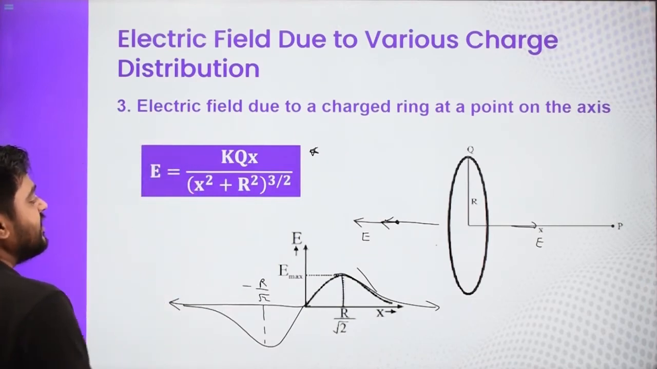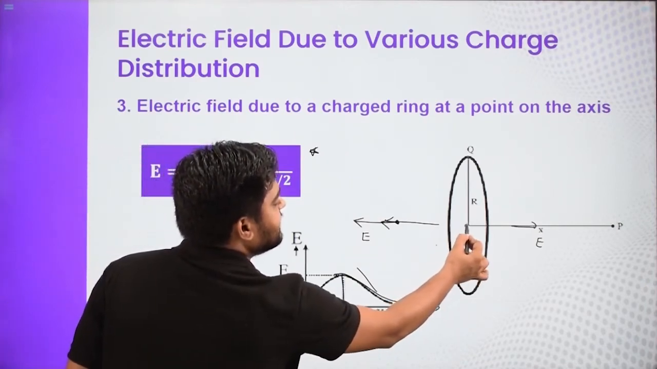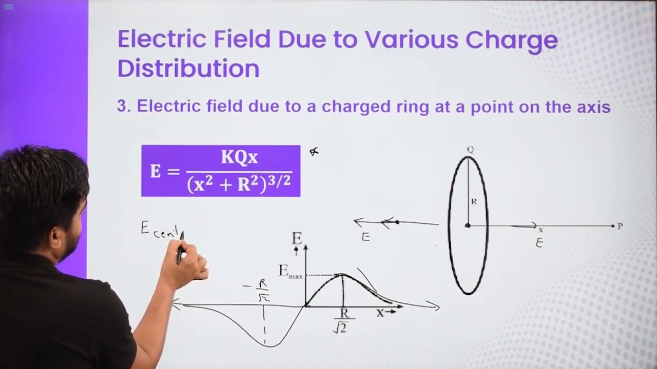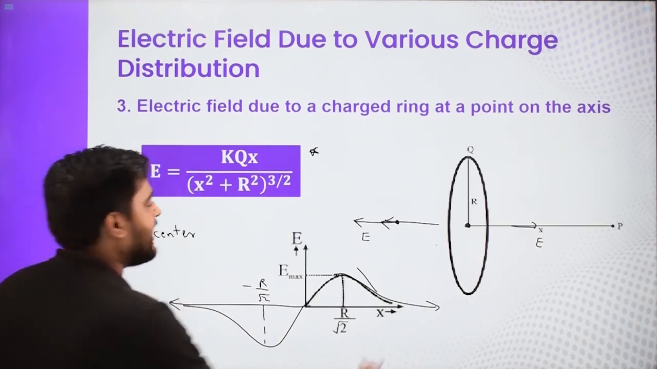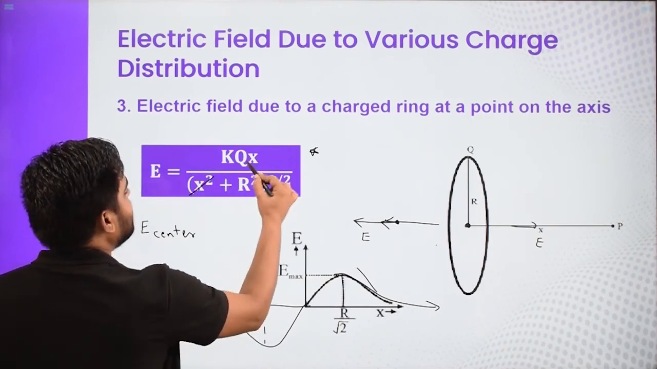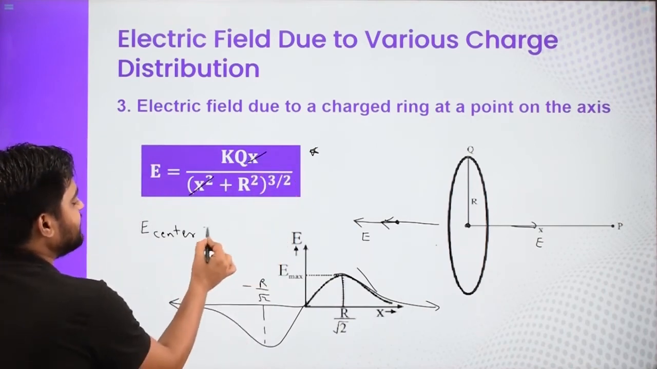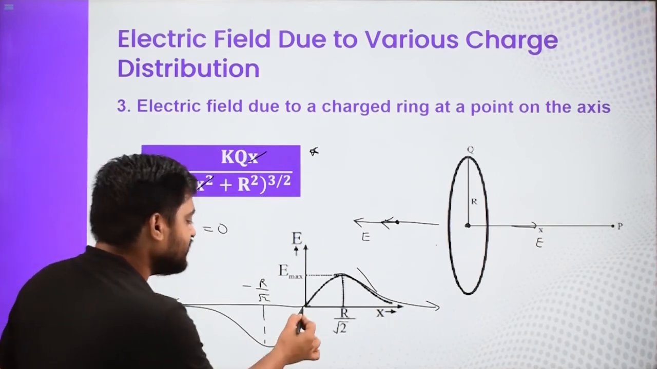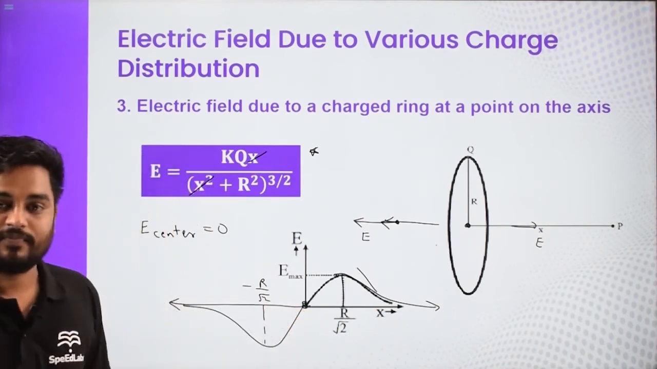And what if x is 0, what is the field at the center? For that we can simply put x to be 0, and that is 0 and this is 0, so eventually that gives us 0. So the electric field at the center of the ring is nothing but 0, so the graph is passing through 0 also.